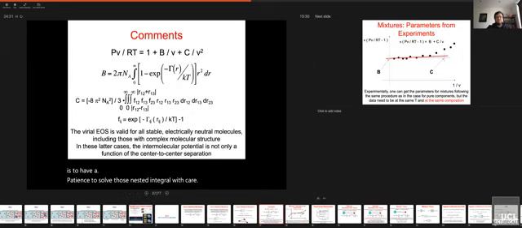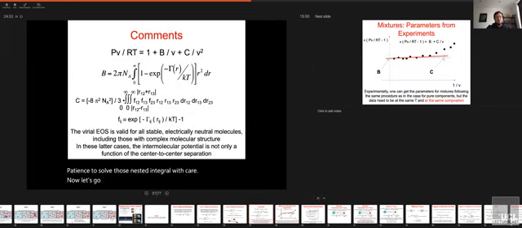Okay? Now let's go back to this. So the virial equation of state is valid for all stable, electrically neutral molecules that do not go into chemical reactions. In these expressions here, what we are doing is assuming that the interaction potentials are spherically symmetric. So we know what the distance between the centers is, but we are not really looking at the different shapes of the molecules. If there are different shapes and different orientations and so on and so forth, then we do need to take that into consideration as well. Okay?